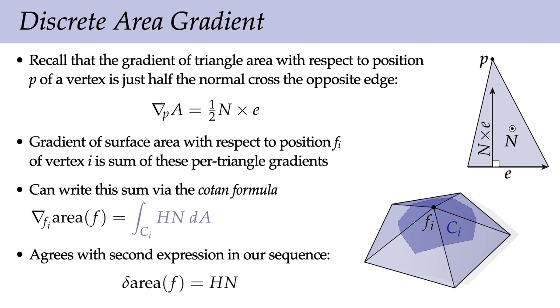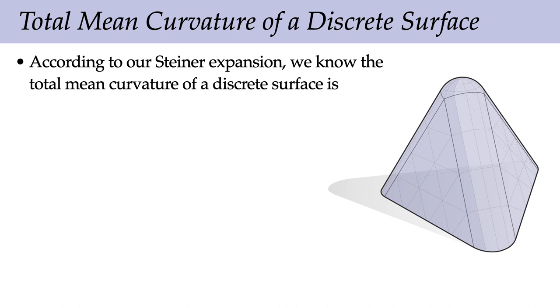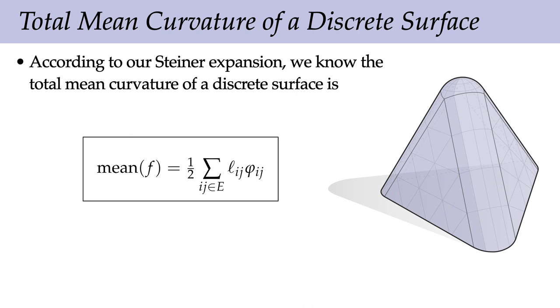Okay, let's move on to the third expression in our sequence, which is mean curvature. So remember that according to our Steiner polynomial viewpoint, we know that the total mean curvature of a discrete surface can be expressed as the sum over all edges of the edge length, Lij, times the dihedral angle, phi ij.